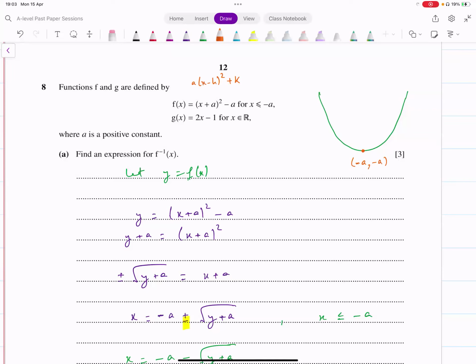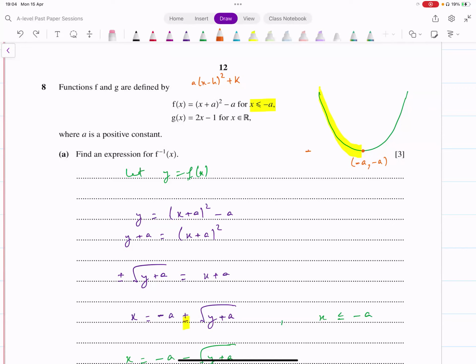Now, which part of this function is valid? It's x less than or equal to minus a. That means the left side of this function. This is the valid part of the function. Now, what's the range of the function then? Range is y values. So vertically, what's the lowest point on the graph? Lowest point on the graph is minus a.